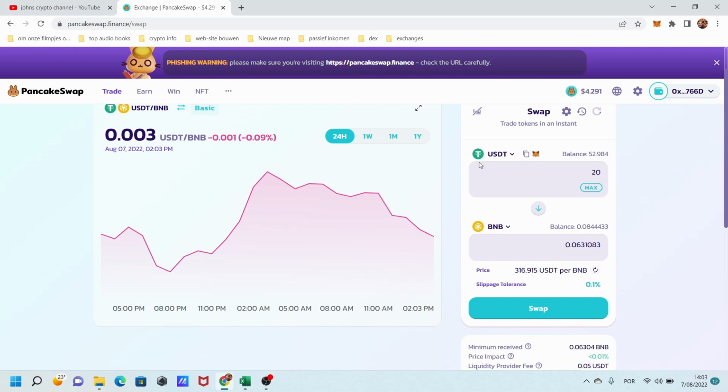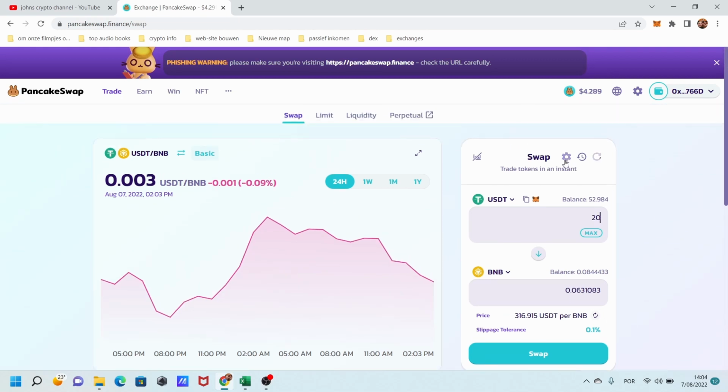The first time you want to swap a new coin, there will be a signing. You will have to give your signature to make sure that you are allowed to swap this on this DEX. You only have to do this once per coin. Normally, after you've done it one time, it goes automatically.